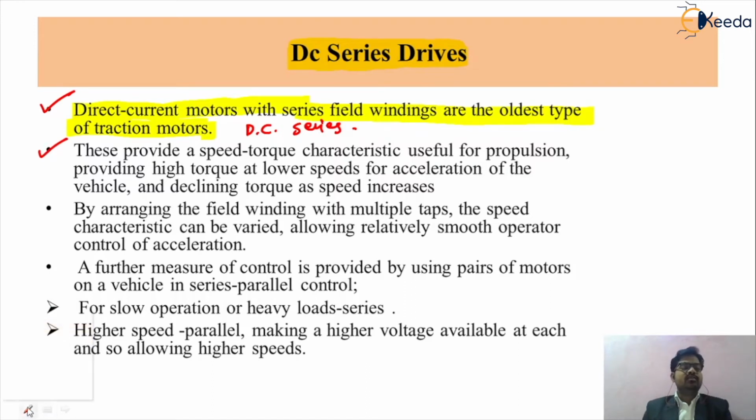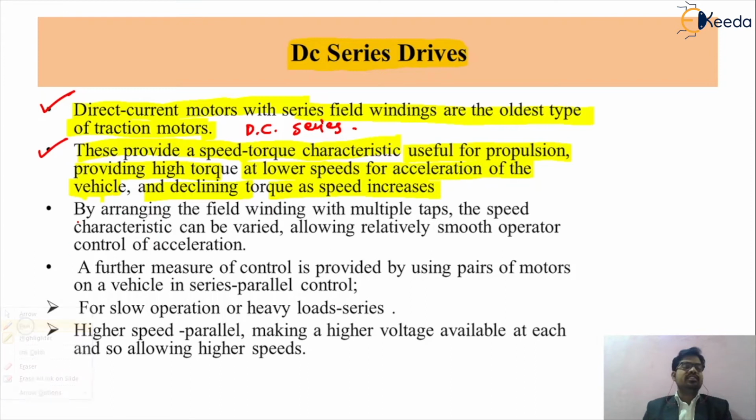The DC series motor provides a speed torque characteristic useful for propulsion, providing high torque at a lower speed for acceleration of the vehicle, and declining torque as speed increases. So that's why, due to its particular speed torque relationship, we prefer the DC series motor as a traction drive.